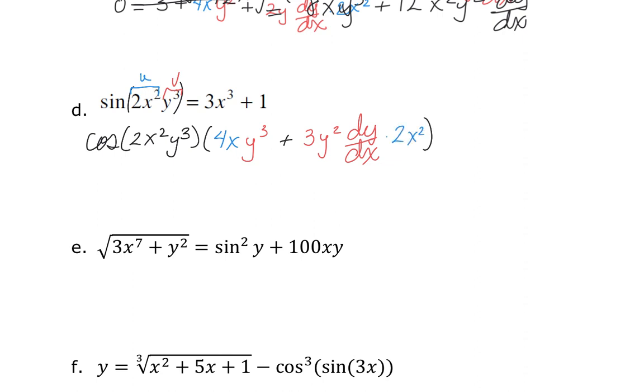That's just the right-hand side. On the left-hand side, I'm going to do the derivative of 3x squared plus 1, which gives me 9x squared. And I think I said 3x squared. It should be 3x cubed plus 1, and here's the derivative.